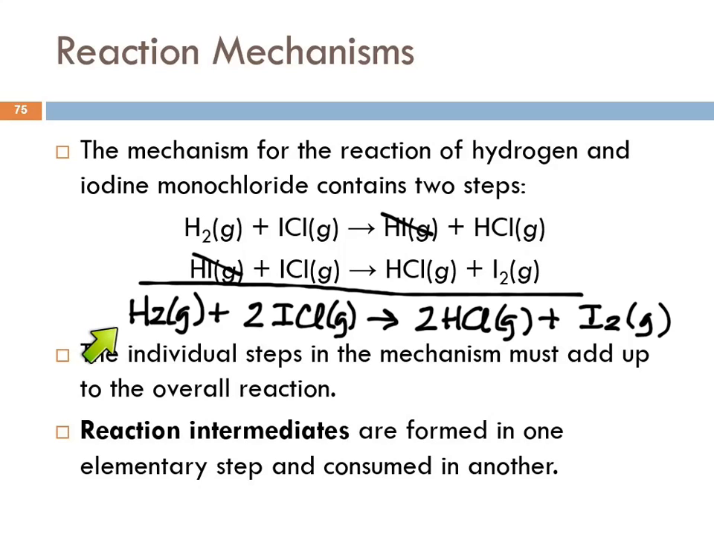This is the overall reaction between hydrogen and iodine monochloride. It shows what you start with and what you end up with. But the mechanism shows the individual steps. Hydrogen iodide is produced in one step and consumed in another. It's called a reaction intermediate. It wasn't present at the beginning, it's not present at the end, but it is present in the middle. The steps in the mechanism have to add up to the overall chemical reaction.